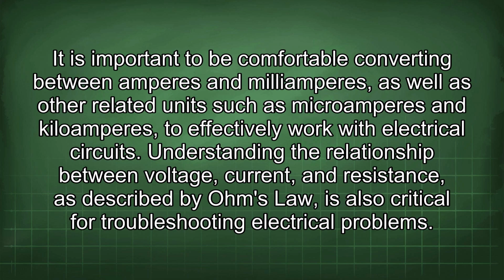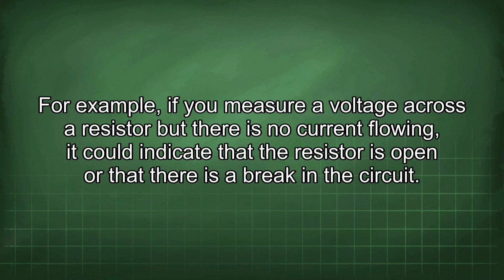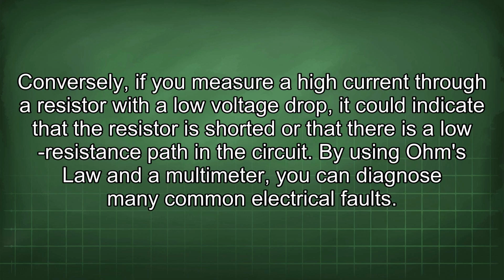Understanding the relationship between voltage, current, and resistance, as described by Ohm's law, is also critical for troubleshooting electrical problems. For example, if you measure a voltage across a resistor but there is no current flowing, it could indicate that the resistor is open or that there is a break in the circuit. Conversely, if you measure a high current through a resistor with a low voltage drop, it could indicate that the resistor is shorted or that there is a low resistance path in the circuit. By using Ohm's law and a multimeter, you can diagnose many common electrical faults.